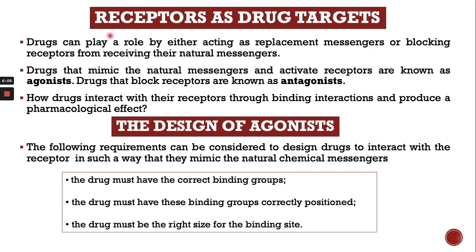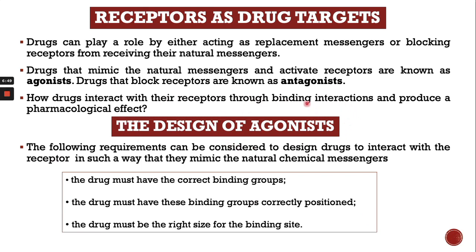So, receptors as a drug target. Drugs can play an important role by either acting as a replacement messenger or blocking the receptor from receiving its natural messenger. A drug can mimic the natural messenger and activate the receptor, which is called an agonist, and drugs that block the receptor are called antagonists. We will see how drugs interact with their receptors through binding interactions and produce the pharmacological effect. This is the main purpose of this lecture. So first of all, the design of agonists.